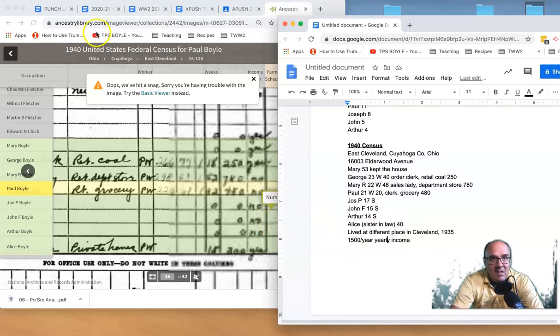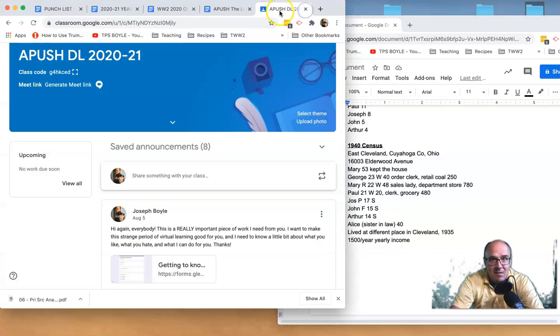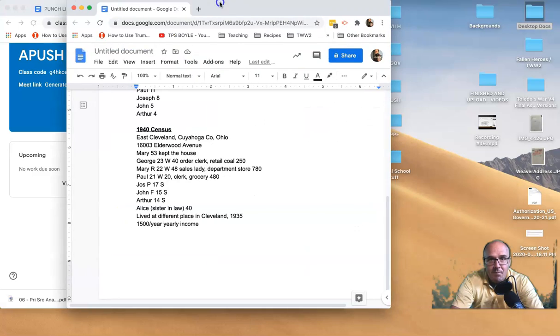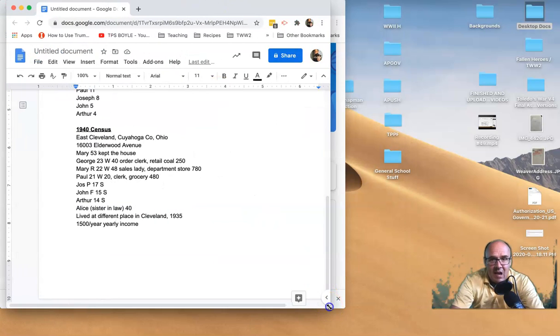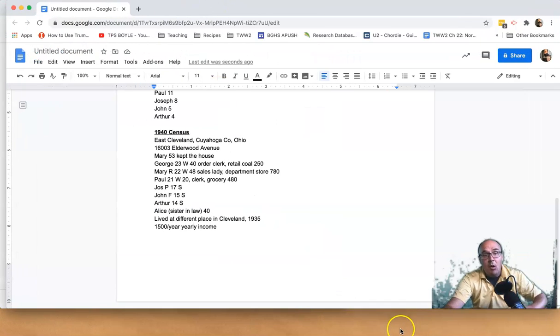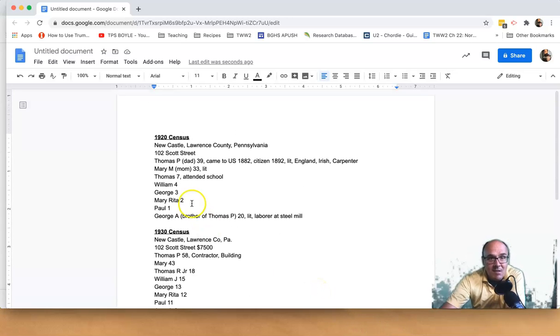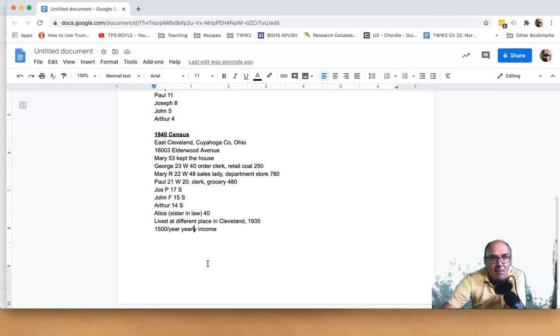What I hope you're seeing here, and I'm going to close out all these other things and go exclusively to this, I can create a story about Paul Boyle's life now, okay? Just based on these 3 census records. I can tell when he was born, like 1919 or 1918, that he lived in Newcastle for at least the first 11 years of his life. Then by 1935, he had moved to Cleveland. By 1940, he had moved to another part of Cleveland.